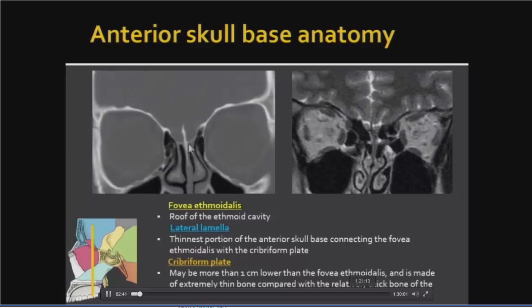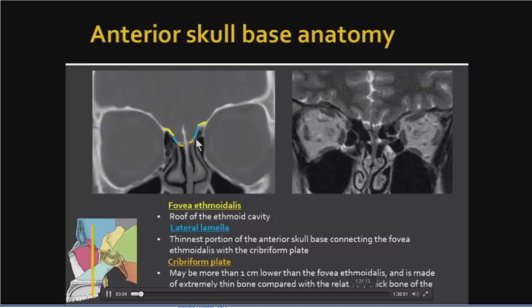You move a little bit more lateral, then you have the anatomy change its landscape a little bit. So we have 3 important structures that show up in the anterior skull base. Number 1 is the roof of the ethmoidal cavity, which we will call the fovea ethmoidalis. Number 2 is that sloping portion that then connects to the cribriform plate, so we'll call it the lateral lamella. And the third is the cribriform plate itself.